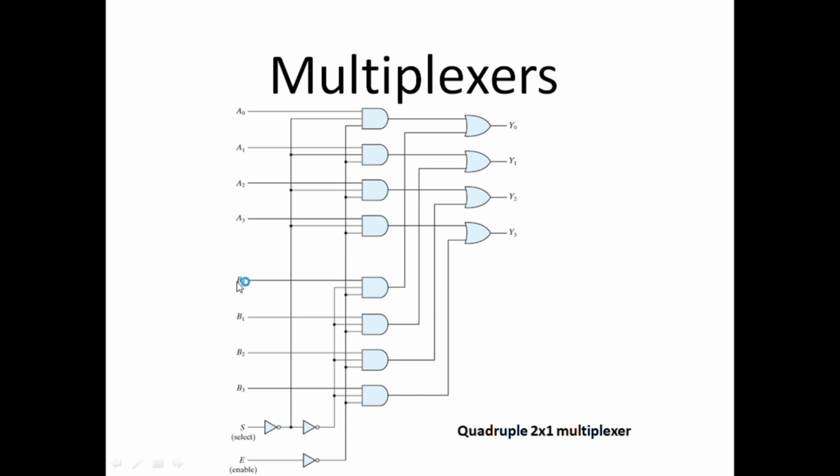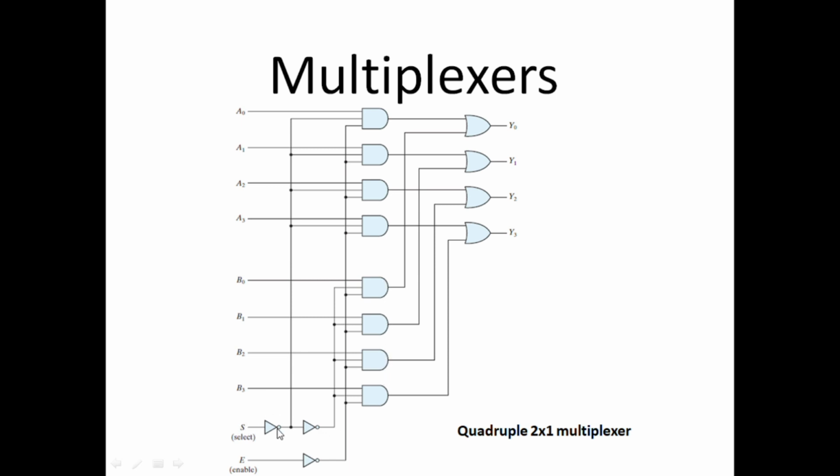The first group is connected to the input variables A0 to A3, and the second group is identified with Boolean variables B0 to B3. We have a select line which is connected with the upper group of AND gates, and after the inverter with the lower group of AND gates. So S is connected such that when 1 is provided, it goes to the upper part, and when 0 is provided, it goes to the lower.